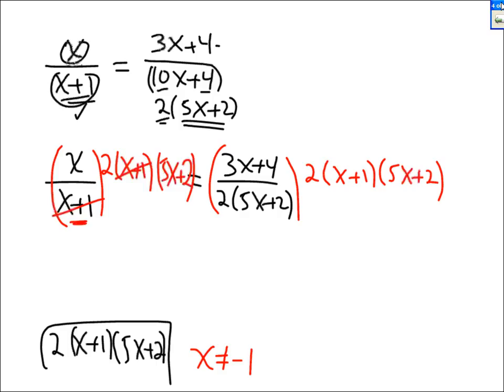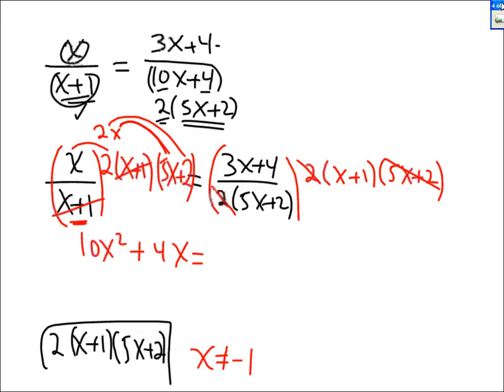Negative 1 plus 1 is 0. So we're left with here 2x times 5x plus 2. 2x times 5x is 10x squared, and 2x times positive 2 is positive 4x. Here, you have the 2's canceling. 2 over 2 is always 1.